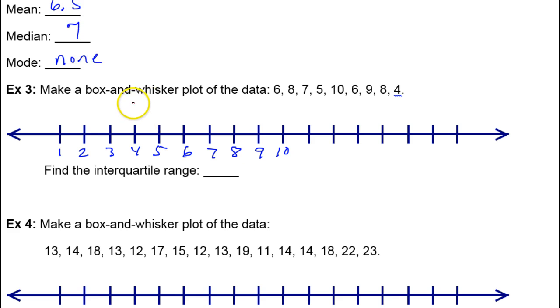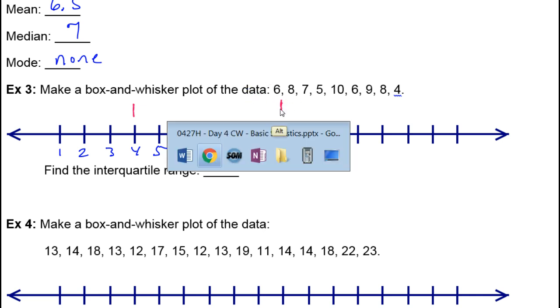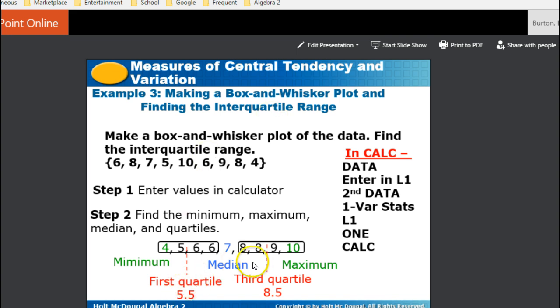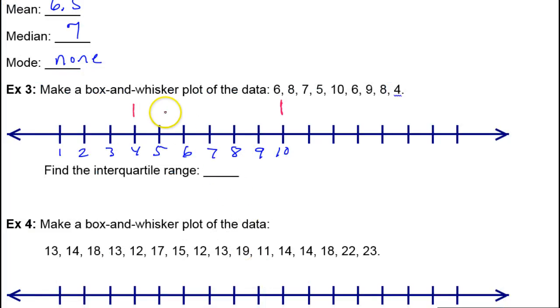Our lowest value is here at 4. I'll put a bar there. What was our highest value? 10. So I'll put a bar there. Okay, and then we had our quartiles, Q1, Q2, and Q3: 5.5, 7, and 8.5. So here's 5.5, here's 7, and here's 8.5.